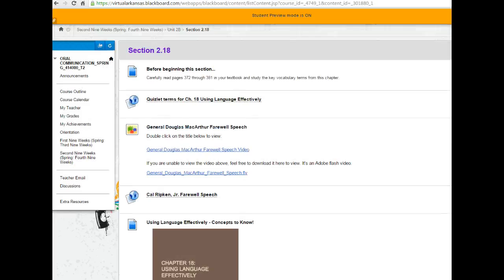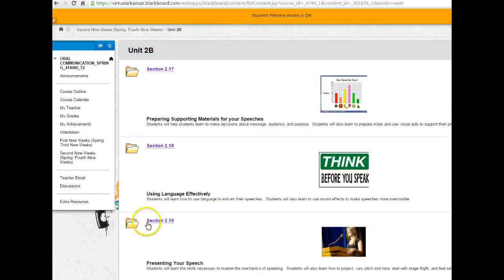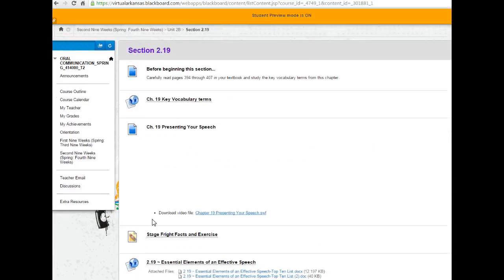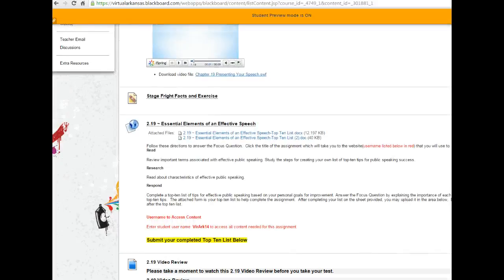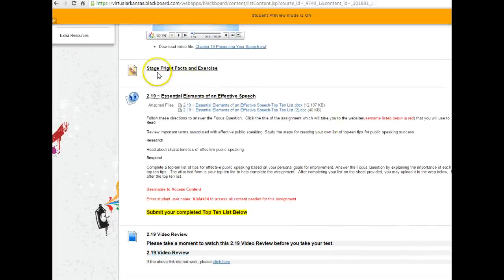And then the other thing you're going to work on this week is section 2.19, and it's located right here. Again, there are pages to read. There's vocabulary terms. There's a presentation. There's some tips about having stage fright. And here is the assignment that you're going to want to submit before Friday, before spring break.